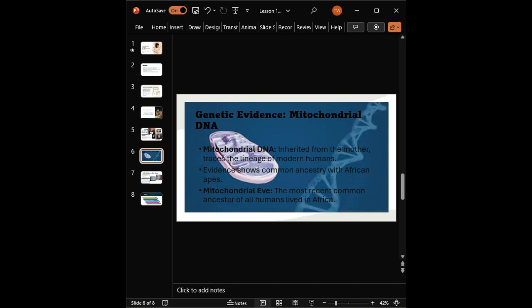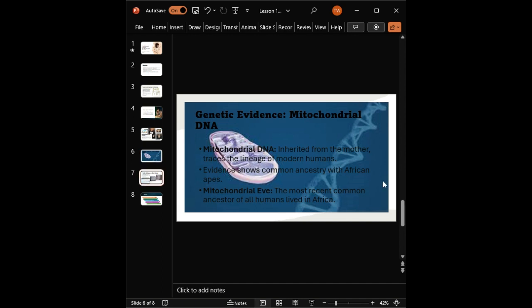You may have heard of mitochondrial Eve. Eve was the female in the Garden of Eden, where it was Eve and Adam. Now we are talking about mitochondrial Eve, specifically a female. Mitochondrial Eve is the most recent common ancestor of all humans. Genetic evidence suggests that she lived in Africa, further supporting the theory that our species originated there. We will be talking about the out of Africa hypothesis as we go on.